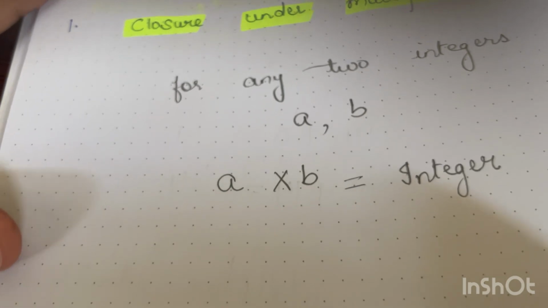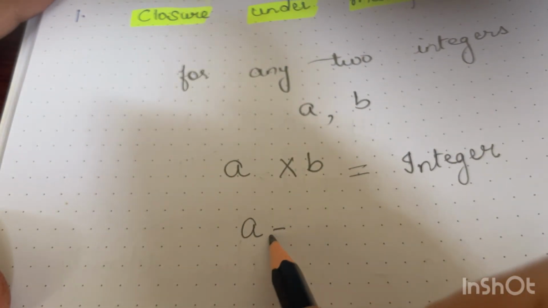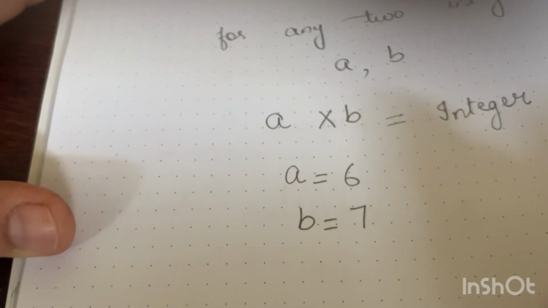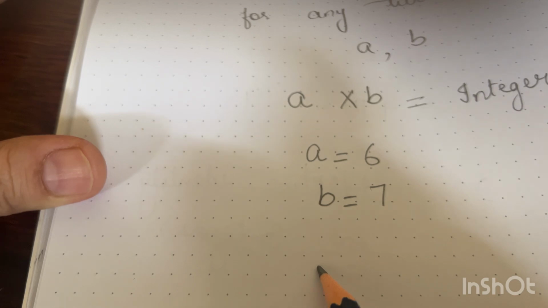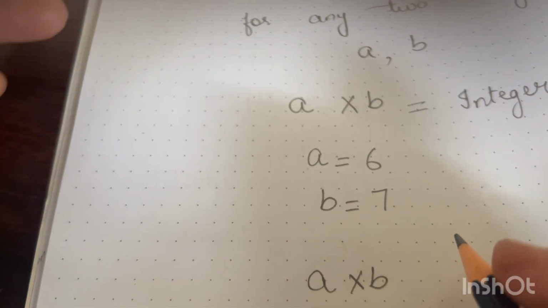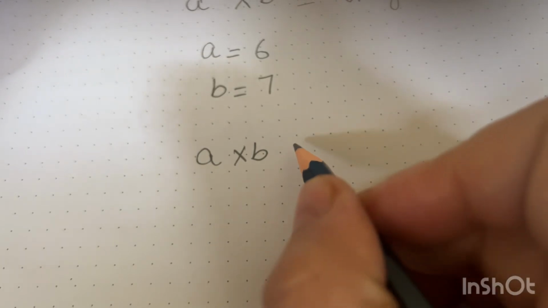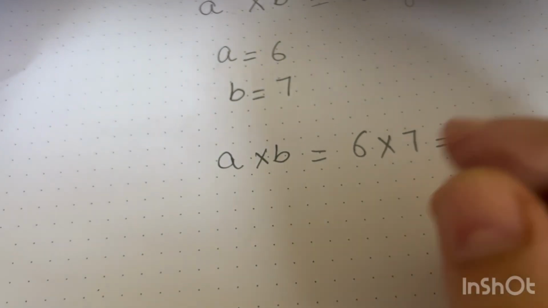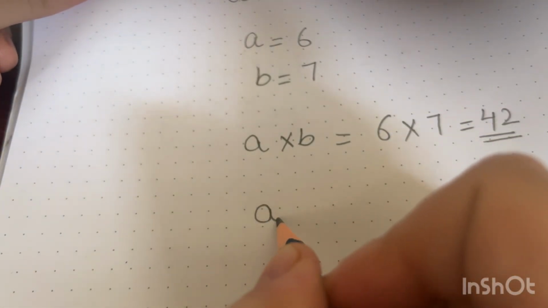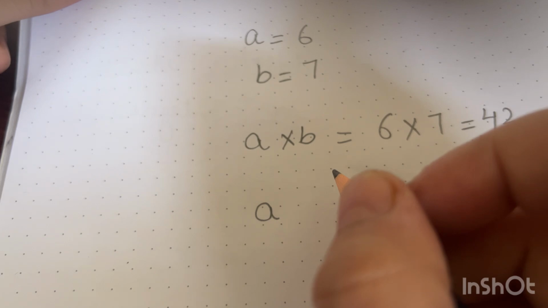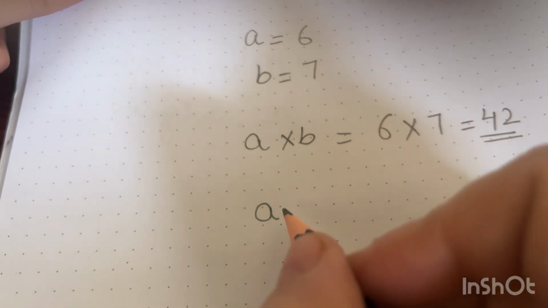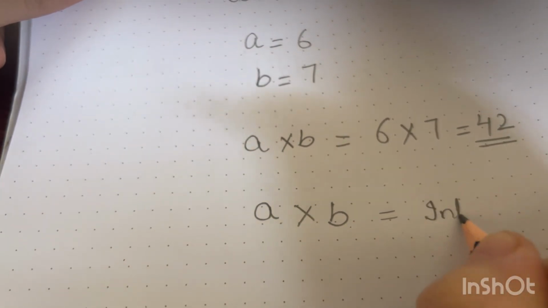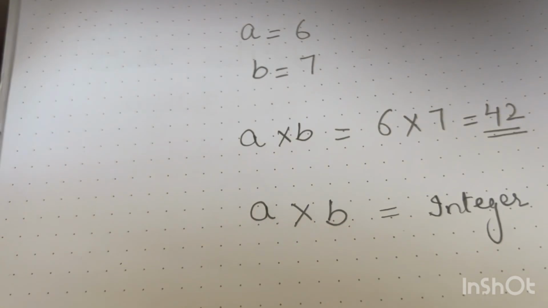So let us check with the help of examples. Let us take a as 6 and b as 7. Now let us multiply: a multiplied by b is equal to 6 multiplied by 7, and that is 42. So 42 is again an integer. So we can say that the integers are closed under multiplication. That means a multiplied by b, the answer will be an integer. So this is the first property.